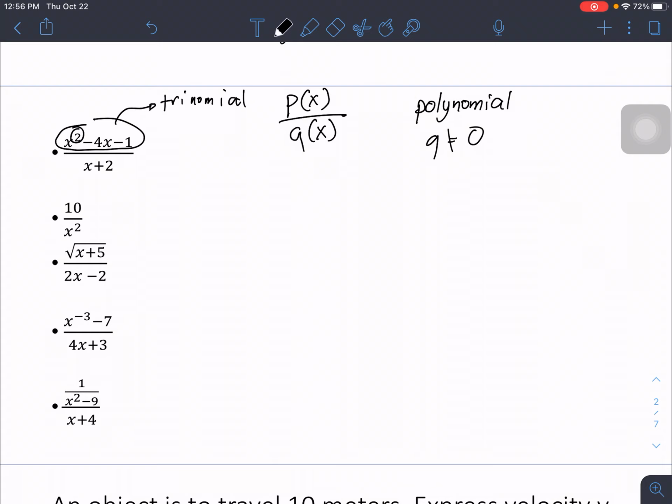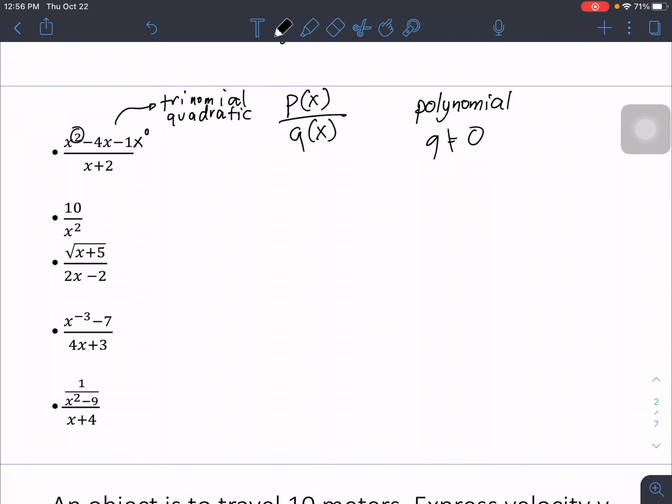All the terms inside this polynomial contain exponents of x that are non-negative integers. For x squared, the exponent is 2. For negative 4x, the exponent of x is 1. And for 1, the exponent of x is 0, right? So we don't need to write x raised to 0, because that is equal to 1. This is a trinomial quadratic, and this is a polynomial. So the numerator is a polynomial.